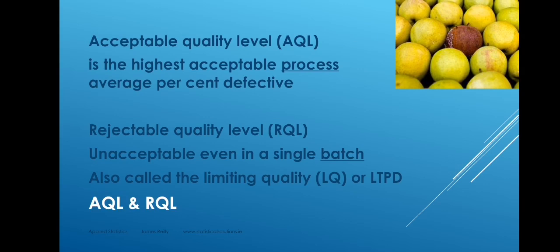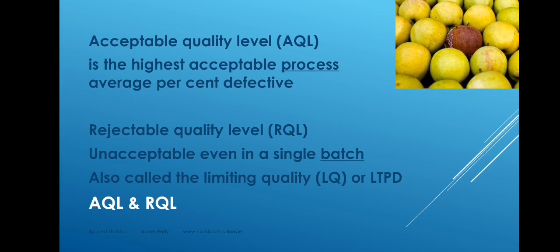So the acceptable quality level is the highest acceptable process average percent defective. So suppose, for example, that 5% defective is considered good. Well, then we're saying that 5% defective as an average for the process is acceptable to us. And batches that come from a process like that should be accepted. The other measure we have is rejectable quality level, RQL, very often called LTPD, the lot tolerance percent defective. This is the level of defectives which is not acceptable, not even in a single batch. So let's say 40% is the LTPD.